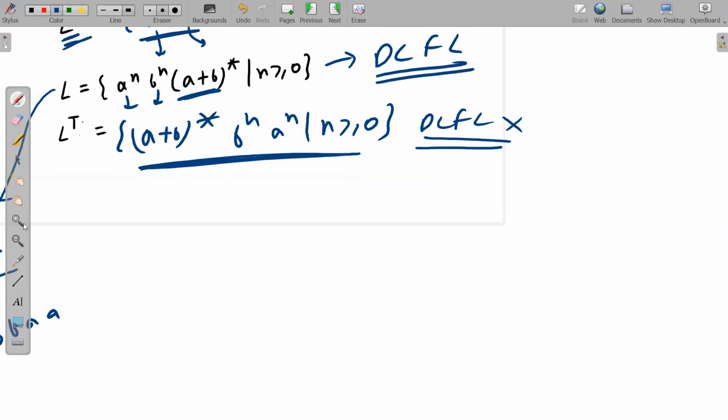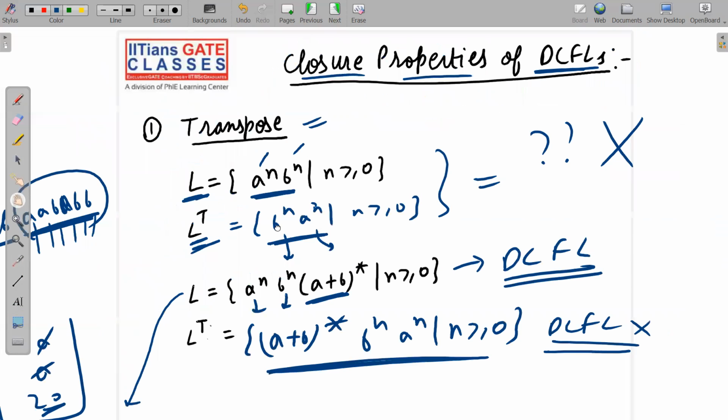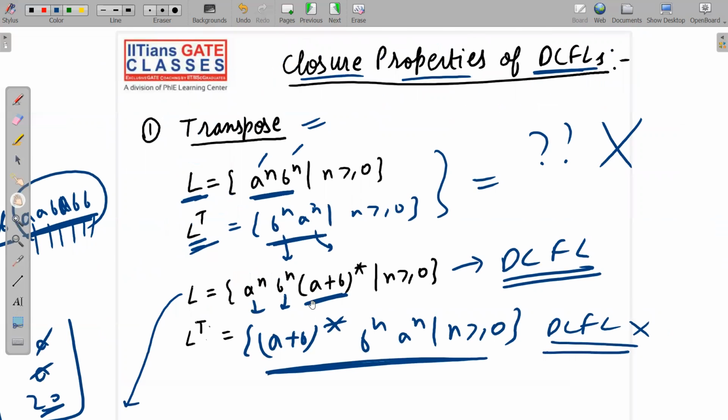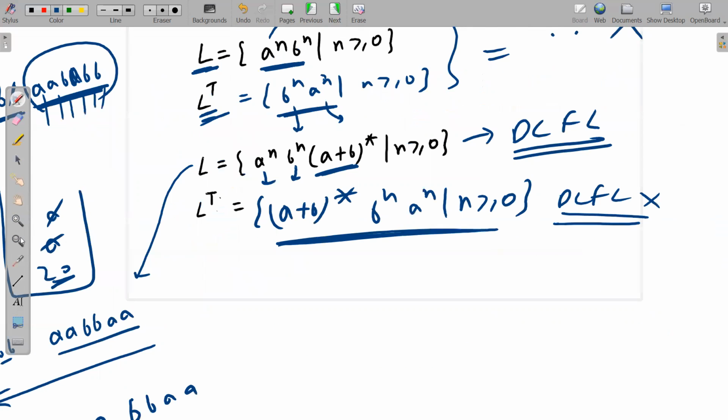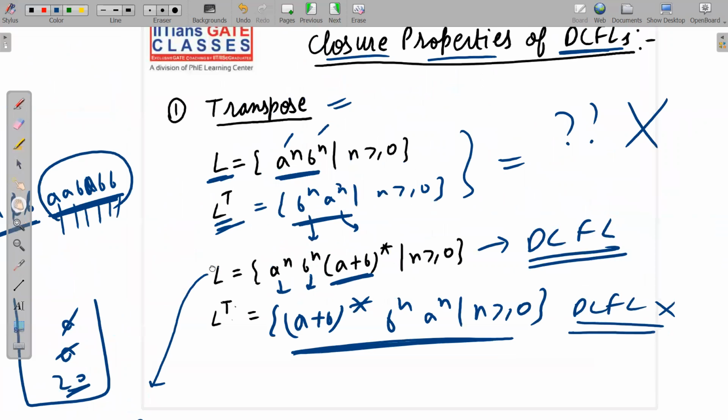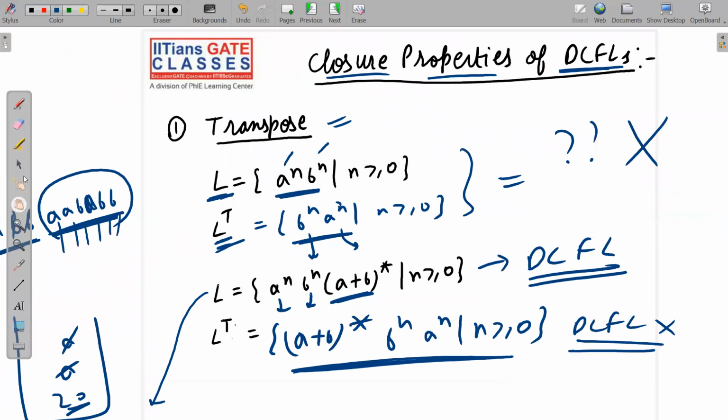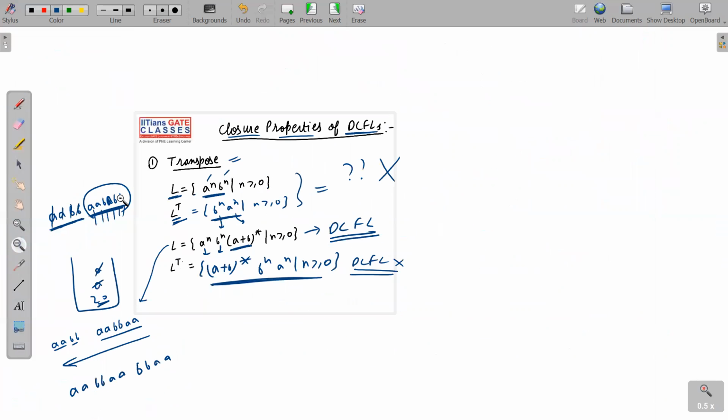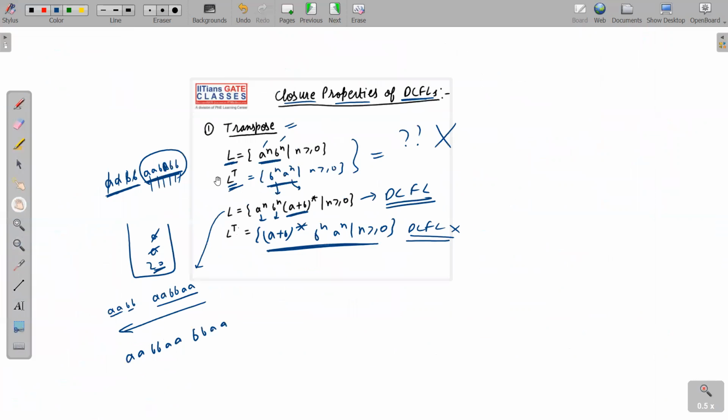That means DCFLs are not closed under transpose operation. I have shown you a counter example that we have L as DCFL, but its transpose is not DCFL. Hence, this is an indirect proof that in transpose operation DCFLs are not closed. I hope I have made the point clear. Let me put everything on one slide so that you can note it down carefully. Please note it down carefully.